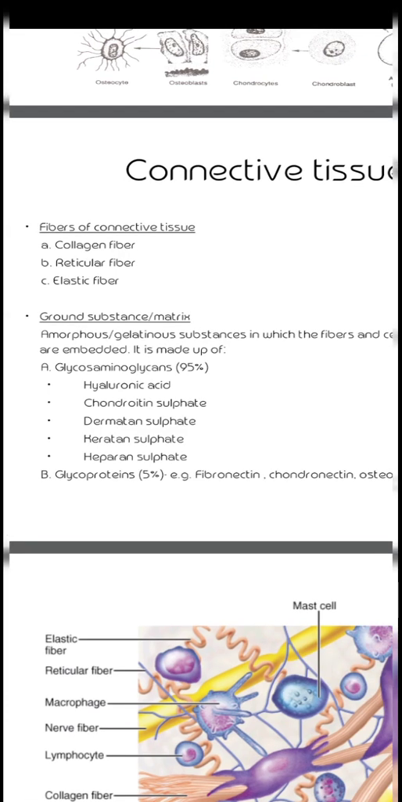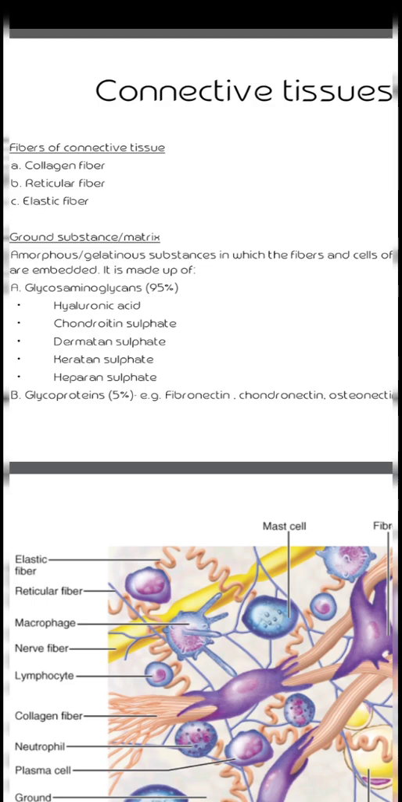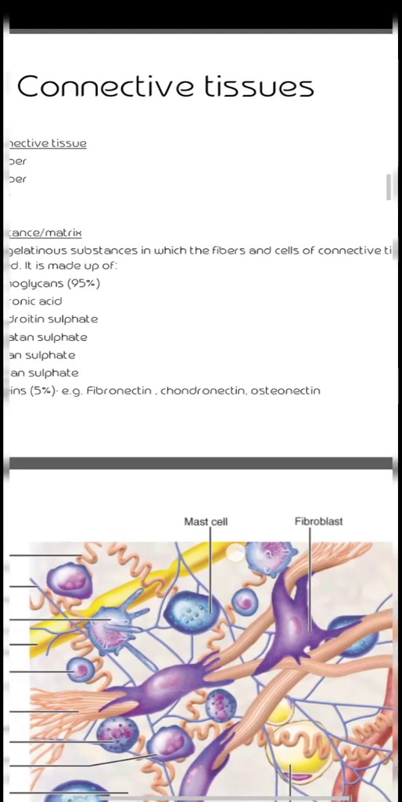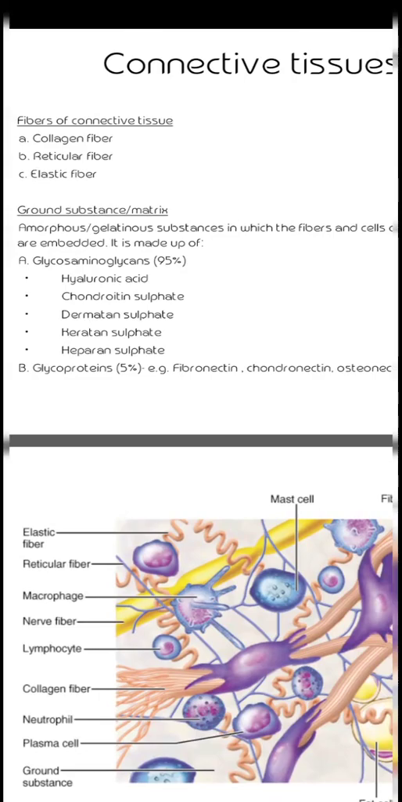Glycosaminoglycans are a specific group of chemicals. 95% of the structure of extracellular matrix is made up of glycosaminoglycans. Different glycosaminoglycans that are used are hyaluronic acid, chondroitin sulfate, dermatan sulfate, keratan sulfate, and heparan sulfate. Whereas the glycoproteins, which make up 5% of the extracellular matrix, are composed of fibronectin, chondronectin, osteonectin, etc. It depends on the different type of tissue.